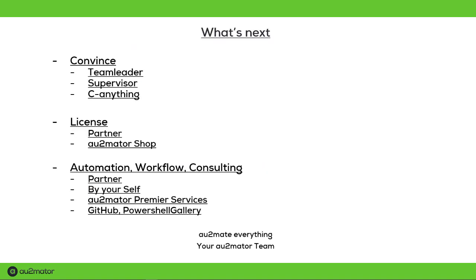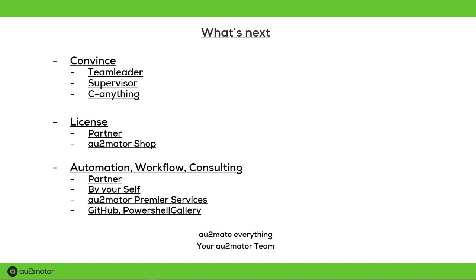Hopefully you are now convinced. Then the next step would be to convince your team leader or your supervisor or your CEO, CTO, or anyone else. If that is okay, then you need to get the license. You can get the license from one of our partners, which are listed on our website, or you can navigate to our au2mator shop on our website and directly get the license in our shop, and you will receive the license within a few minutes.